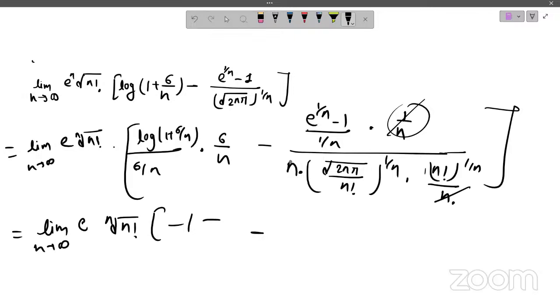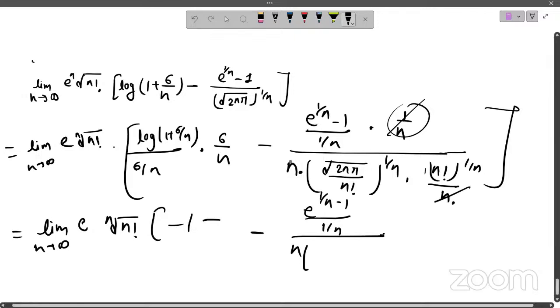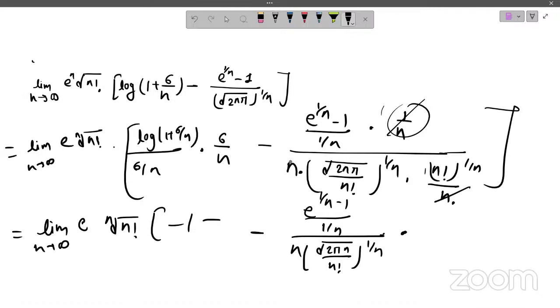Now it is minus 1. And I have the limit of 1 by n minus 1 by 1 by n upon this is n into under the root of 2 pi n upon n factorial to the whole power 1 by n into. Now what will remain here? This 1 by n, then 1 by n cancel out. This will remain here. That is nothing in fact. Ma'am, in the first term, 6 by n would remain, right? Yeah.